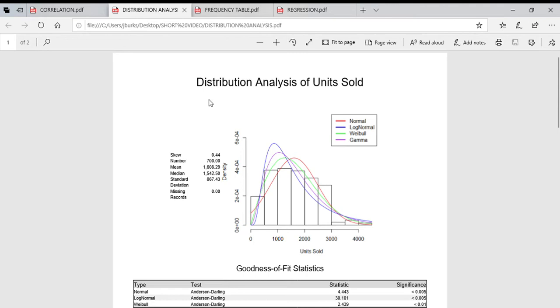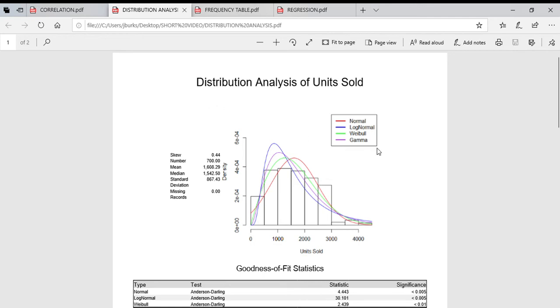And so we have skew, which is 0.44, which is the shape of your data. You have the count, which is 700. You have the mean, which is related to central tendency, of 1608, the median of 1542, which is also central tendency, and then you have standard deviation, which shows your spread.